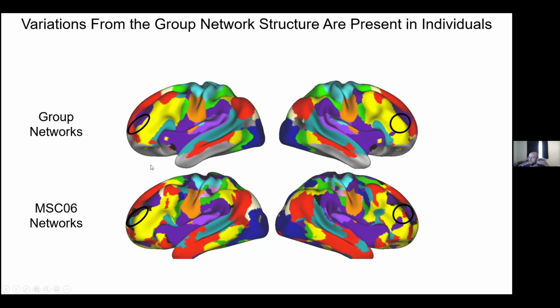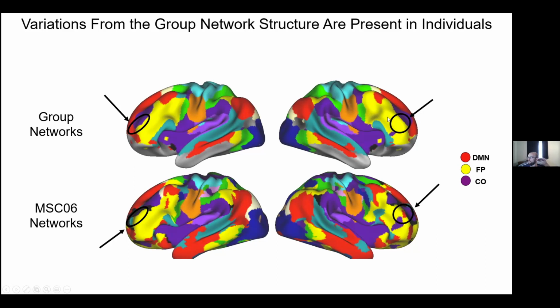And as you can see here, you can have an example on the left where in the group network, this region of the dorsolateral prefrontal cortex is usually occupied by the cingulo-opercular network. However, in this one person, MSC06, who's one subject, you can see that region's been expanded. The frontal parietal network's expanded to take over some additional real estate that it doesn't normally have at the group level.